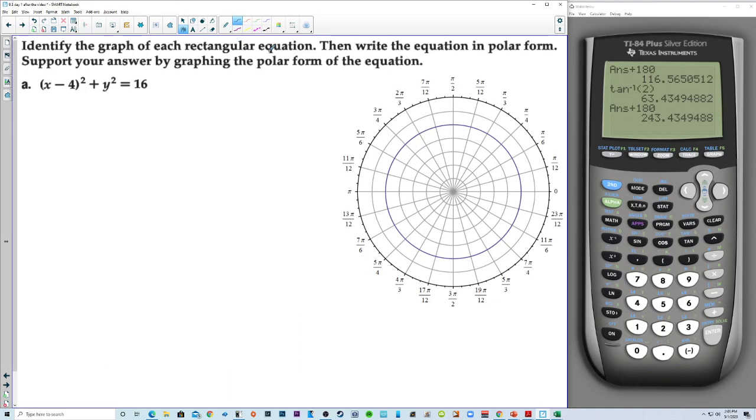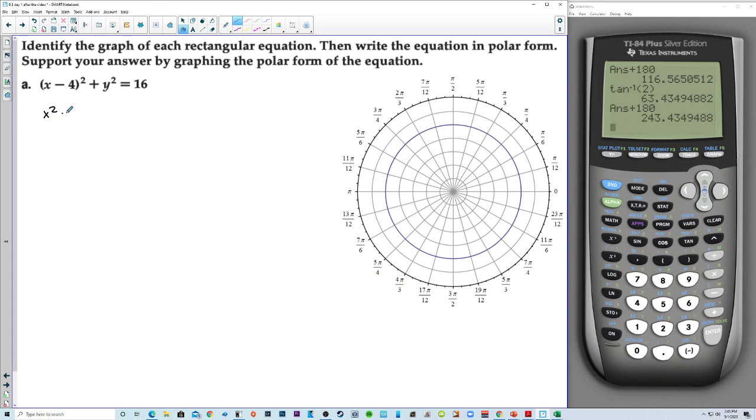Identify the graph of each rectangular equation. Then write the equation in polar form. Support your answer by graphing the polar form of the equation. All right, well, let's do this. Let's get the polar equation and then we'll graph. Let's FOIL this out.